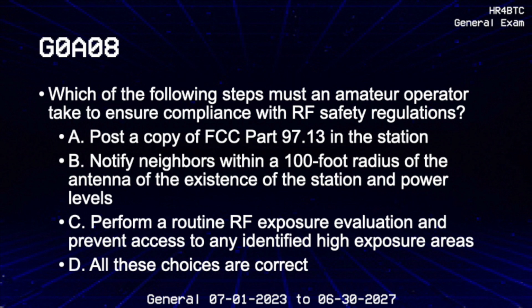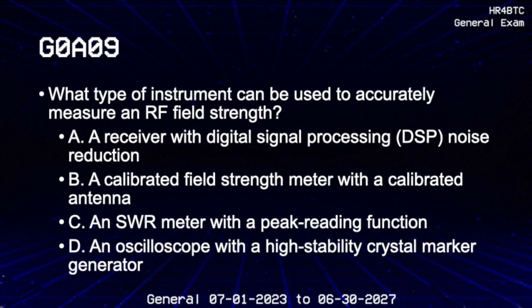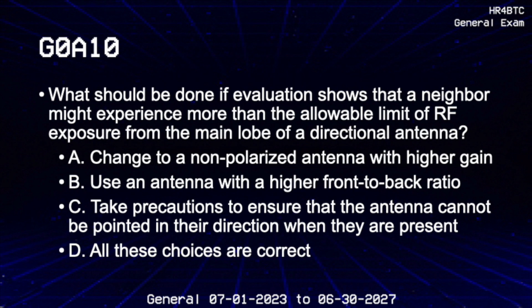Which of the following steps must an amateur operator take to ensure compliance with RF safety regulations? Perform a routine RF exposure evaluation and prevent access to any identified high-exposure areas. What type of instrument can be used to accurately measure an RF field strength? A calibrated field strength meter with a calibrated antenna. What should be done if evaluation shows that a neighbor might experience more than the allowable limit of RF exposure from the main lobe of a directional antenna? Take precautions to ensure that the antenna cannot be pointed in their direction when they are present.